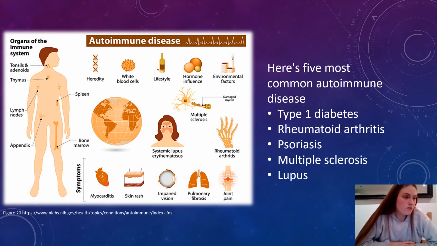Rheumatoid arthritis is one of the most common autoimmune diseases described by the NHS. The condition usually affects the hands, feet, and wrists. There is no known cure for it.